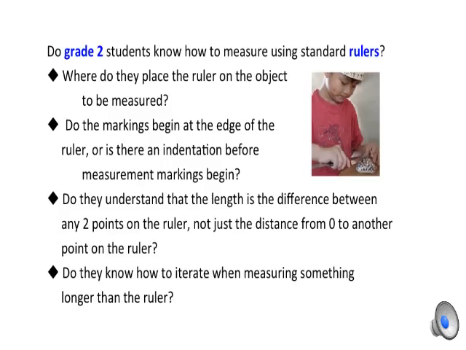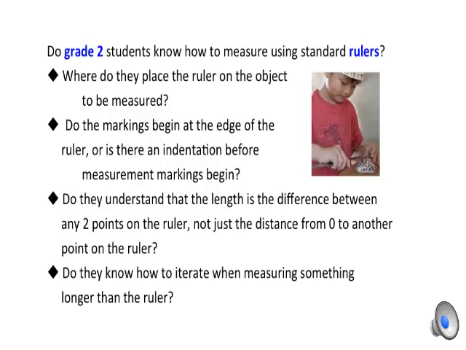Do they know that they place the measuring tool in a straight line up against the object? Think about rulers and where 0 begins, where the markings on the ruler begin. In some rulers, the markings begin at the end of the ruler, whereas in other rulers, there's a space between the end of the ruler and the first marking. We ask, do students know that if the markings begin at the edge of the ruler, this is where they line the ruler up to the object? And do they know that if there is a space before the markings begin, rather than lining up the end of the ruler to the end of the object, they need to line up the beginning mark up to the end of the object?